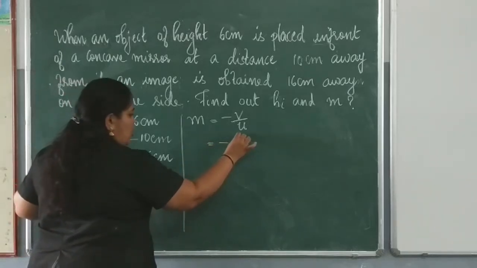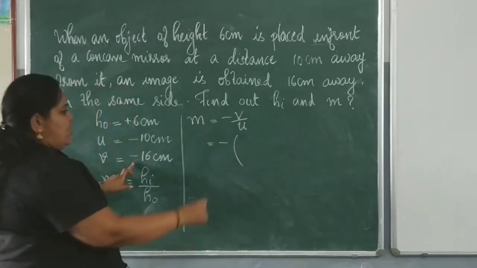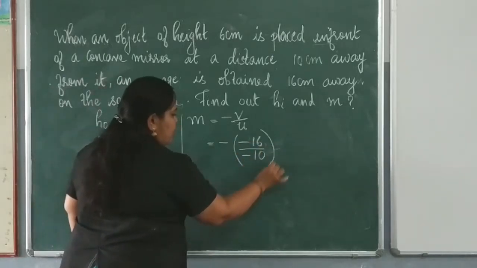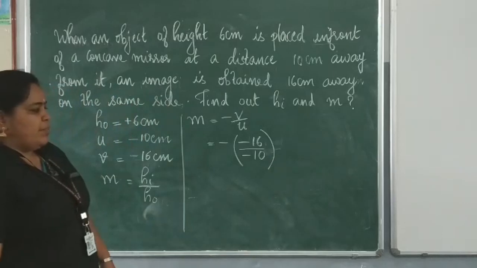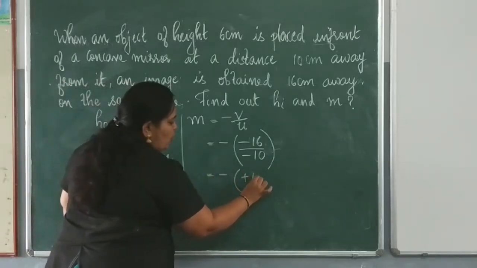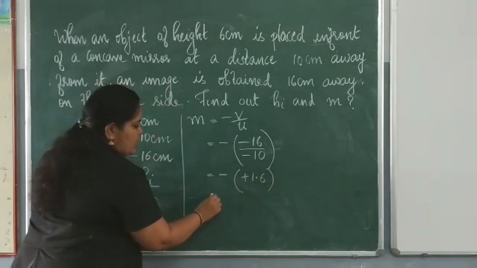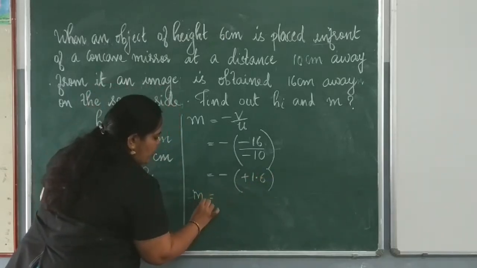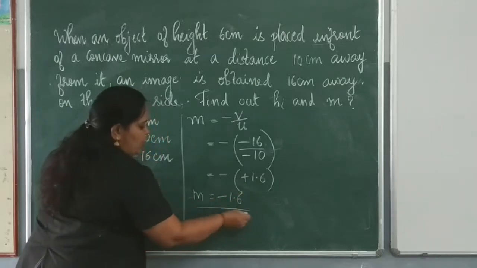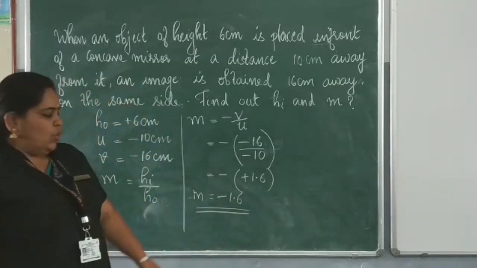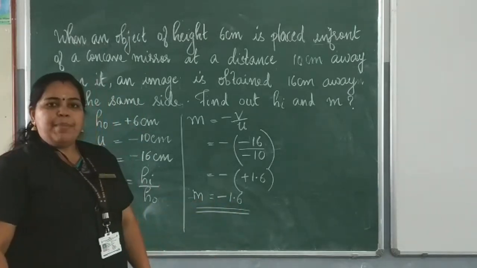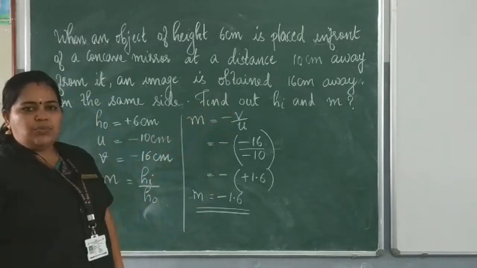So minus of, how much is v? Minus 16 by minus 10. What is minus 16 by minus 10? Plus 1.6. So the answer is m is equal to minus into plus, minus 1.6. Magnification does not have a unit. M is equal to minus 1.6. This is the magnification. So you got the magnification.